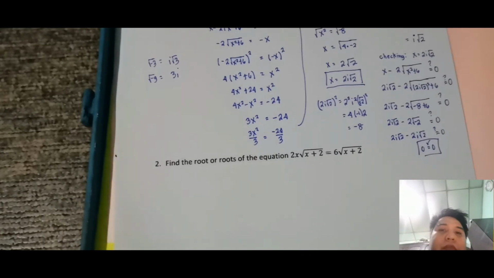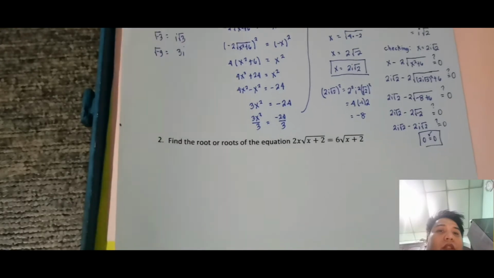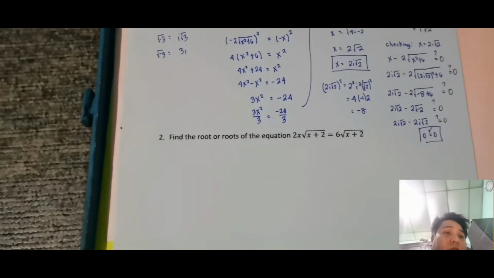So number 2. Find the root or roots of the equation 2x square root of x plus 2 equals 6 square root of x plus 2. So ano ba ulang sabi? Ang ulang sabi, dapat daw lahat ng radical nasa left side. Tapos, yung walang radical, dapat nasa right side. Kaso, ito yung mapansin mo, sir. 2x square root of x plus 2 is equal to 6 square root of x plus 2. Parehas po sila ng radical.